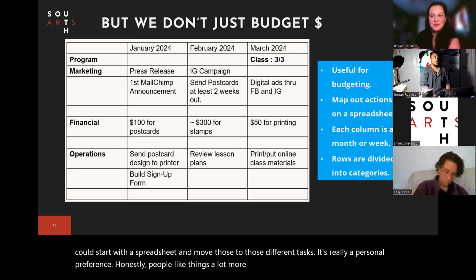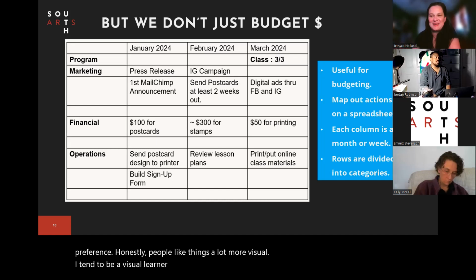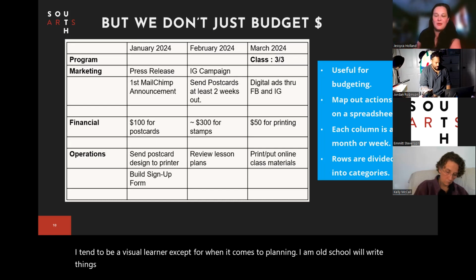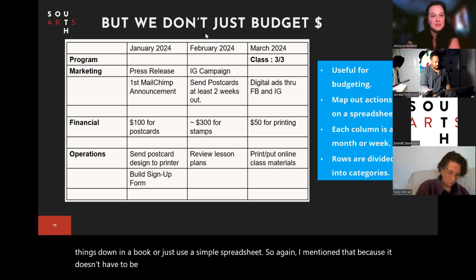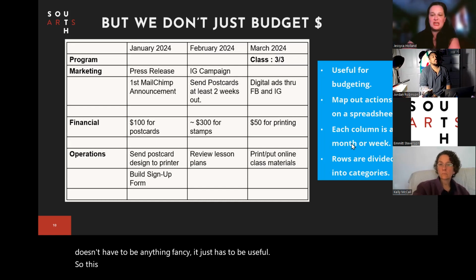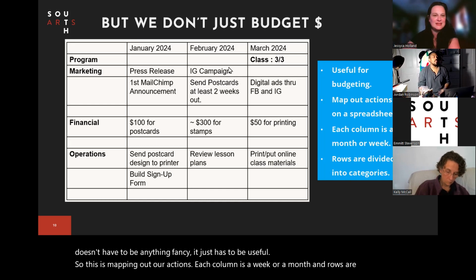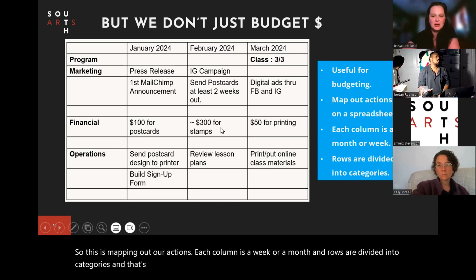I tend to be a visual learner, except for when it comes to planning. I am old school, will write things down in a book, or just use a simple spreadsheet. So again, I mentioned that because it doesn't have to be anything fancy. It just has to be useful. So this is mapping out our actions. Each column is a week or a month, and rows are divided into categories. And that's, again, sort of a simple format there.